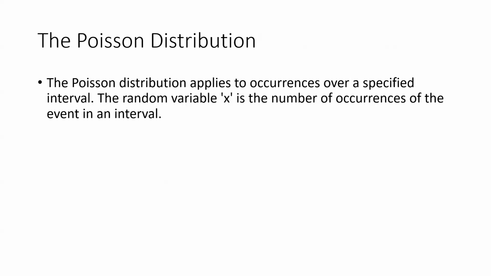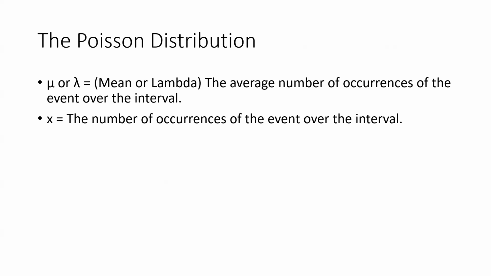So the Poisson distribution applies to occurrences over a specified interval. The random variable x is the number of occurrences of the event in an interval. So let's take a look at the internal symbolic attributes of the Poisson distribution. Mean, or lambda, lowercase lambda, is the average number of occurrences of the event over the interval, okay? And x is the number of occurrences of the event over the interval.